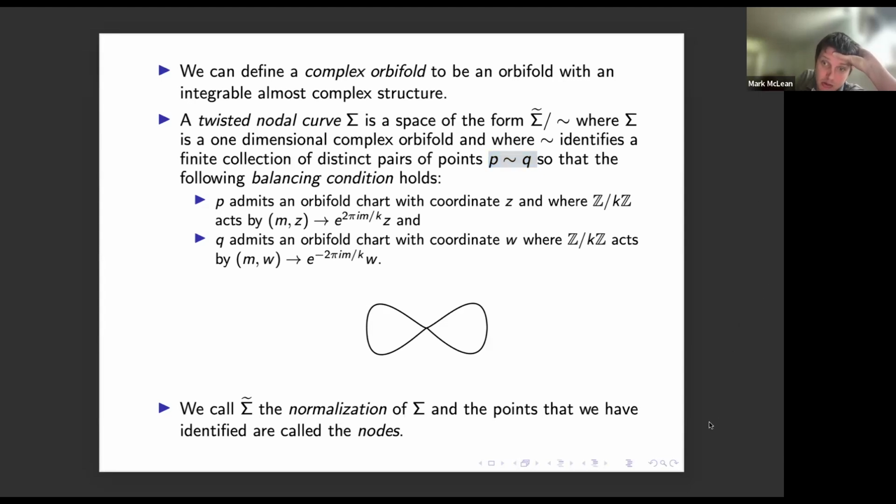So this is what you replace. When you do ordinary Gromov-Witten theory, instead of just a normal nodal curve, you have this twisted nodal curve, defined analogously, but you have to be careful what happens at the nodes. Basically, you have to have this balancing condition.